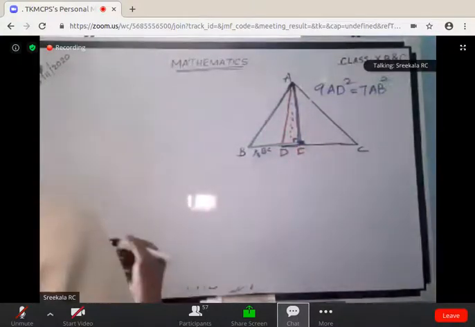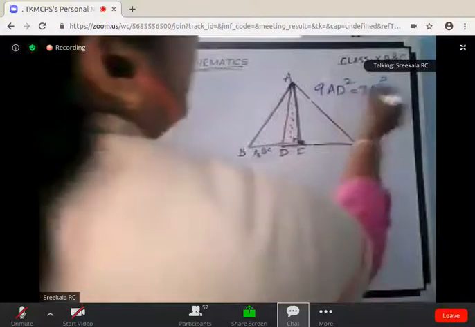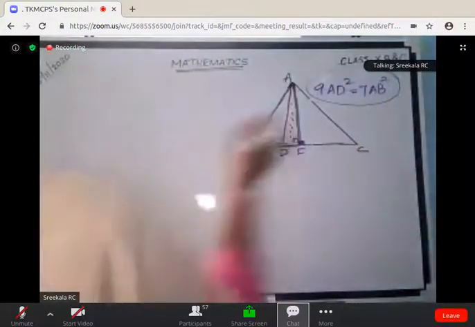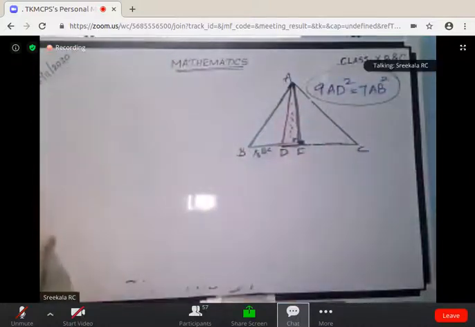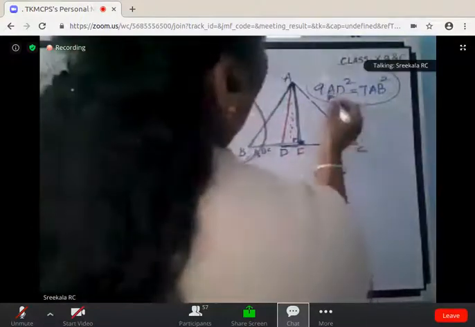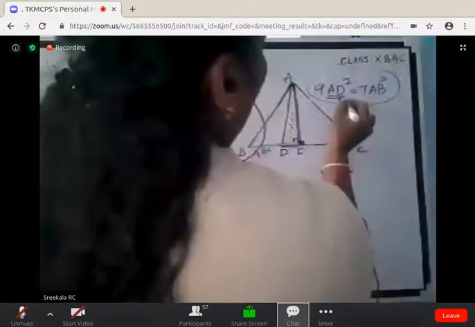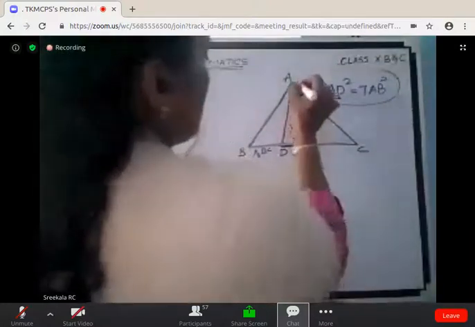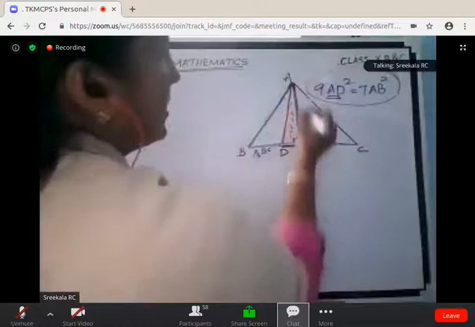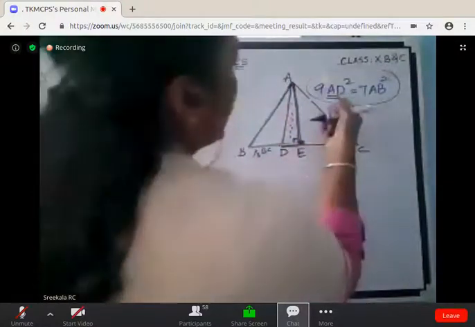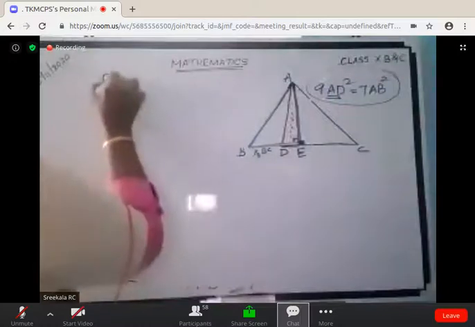So here we have to prove that 9AD square equals 7AB square. That's what we have to prove. For that, first of all, start from AD square. Consider the triangle with AD as hypotenuse. This is the red triangle, AED. In right triangle AED, we will get AD square. So start the proof from there.